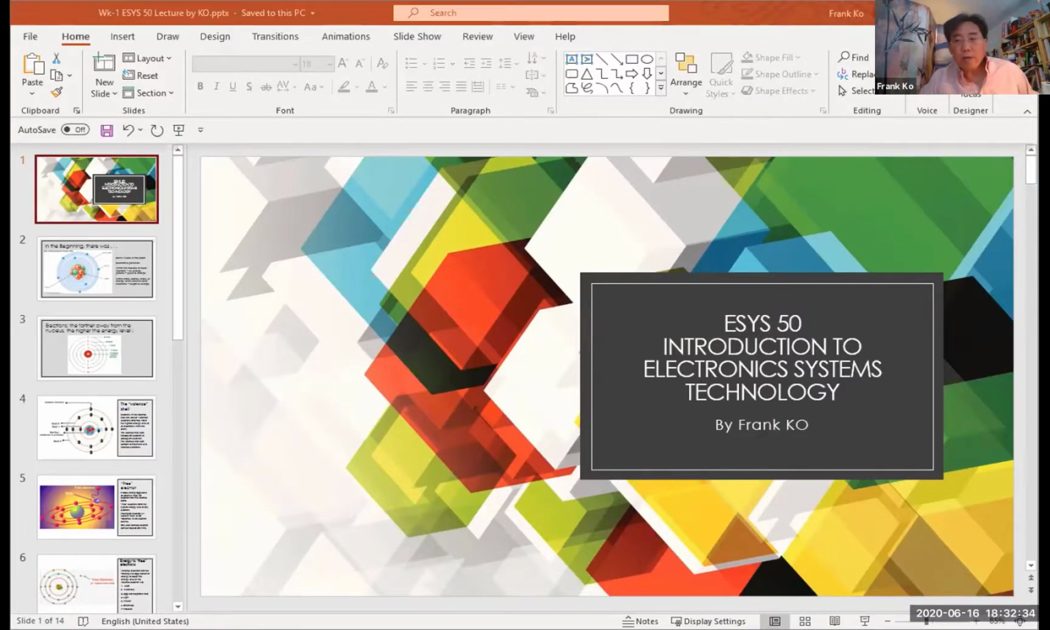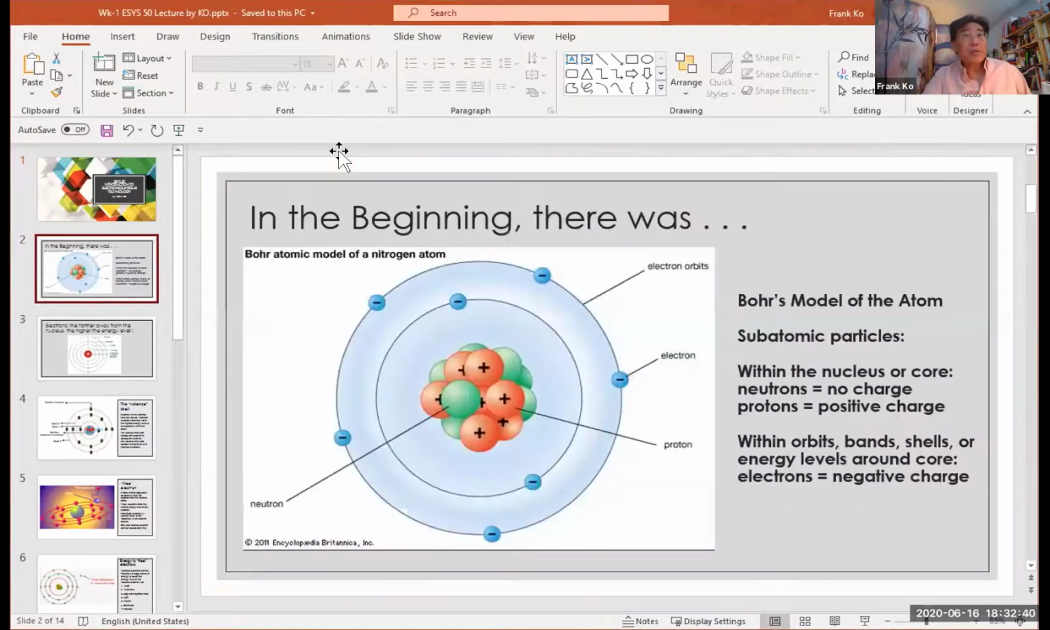First slide that I'd like to introduce you to is this. All right. In the beginning, there was the atom, the smallest component of matter that can't be separated any smaller without losing its physical properties. Are there things smaller than an atom? Yes, there are subatomic particles. So whose model of the atom are we using?